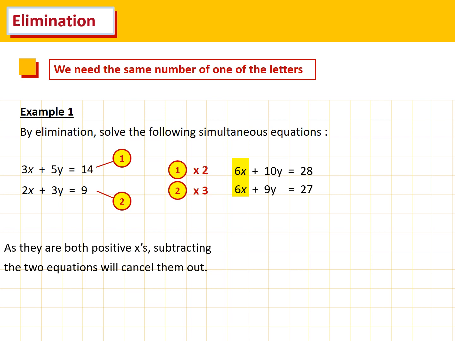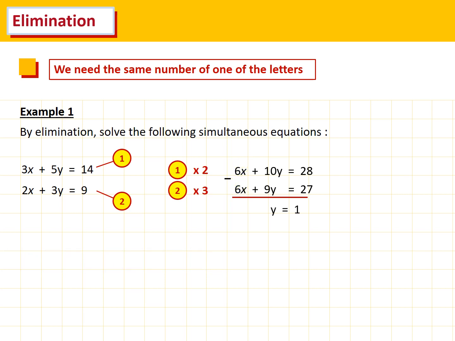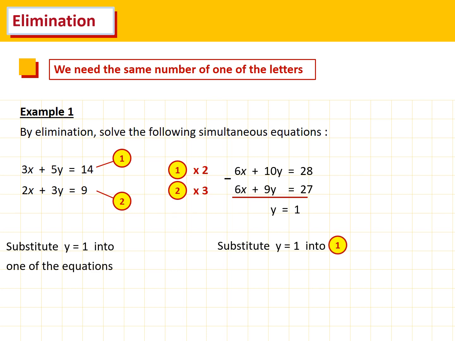We look at the x's, they're both positive 6x, i.e. the signs are the same, so we subtract the equations, and when we do, we get y equals 1. We substitute now y equals 1 into one of the equations. I'm going to substitute it into equation 1, and we end up with 3x plus 5 lots of 1 equals 14, and then that gives us x equals 3.